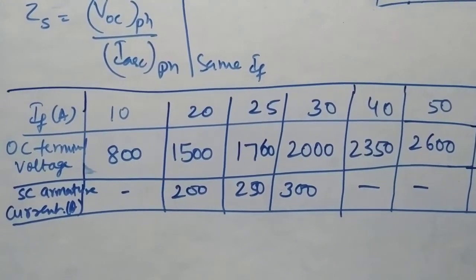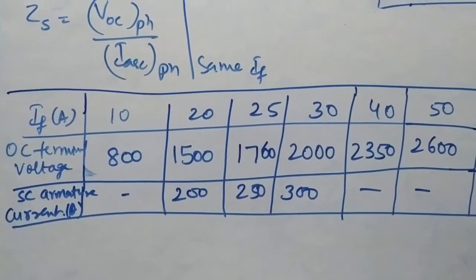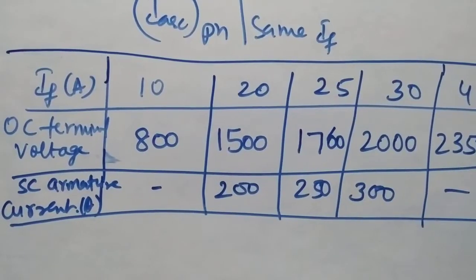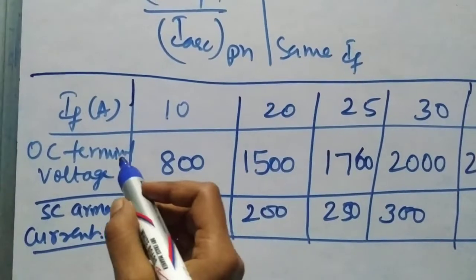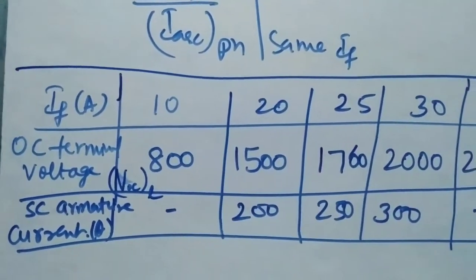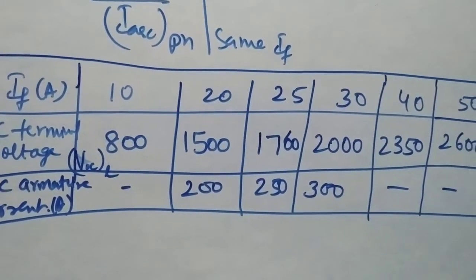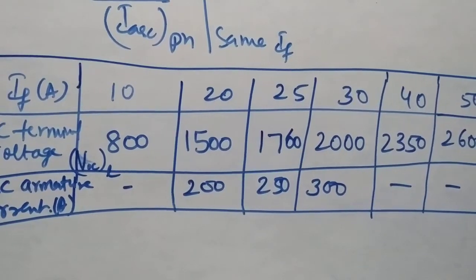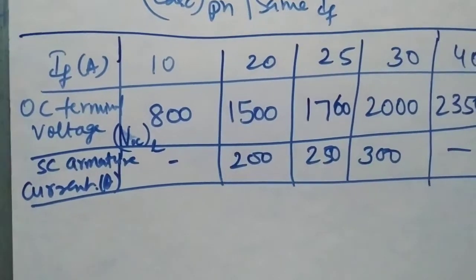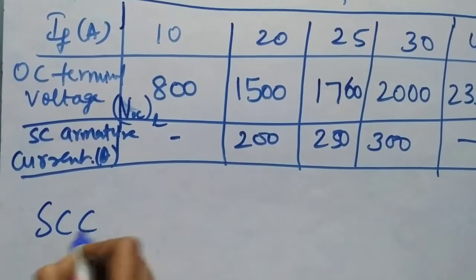Whatever values are given here will be in terms of the line voltage. So this is a VOC line, in terms of a line voltage. We need to convert this into a phase voltage because we have to draw the characteristics. So we will plot the characteristics. First we can start by plotting the short circuit characteristics.